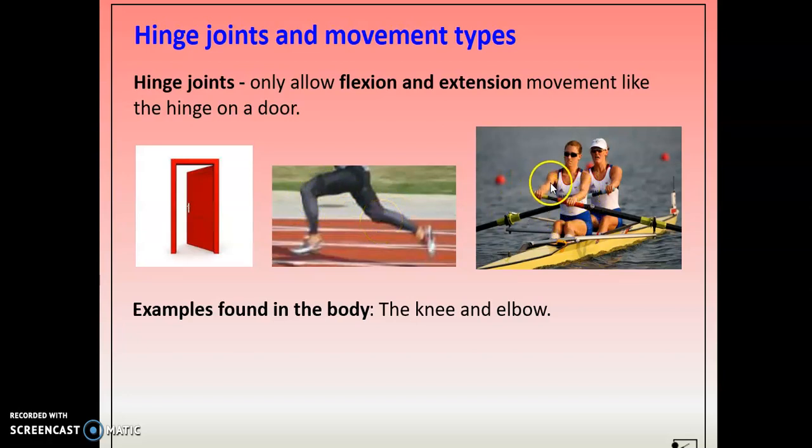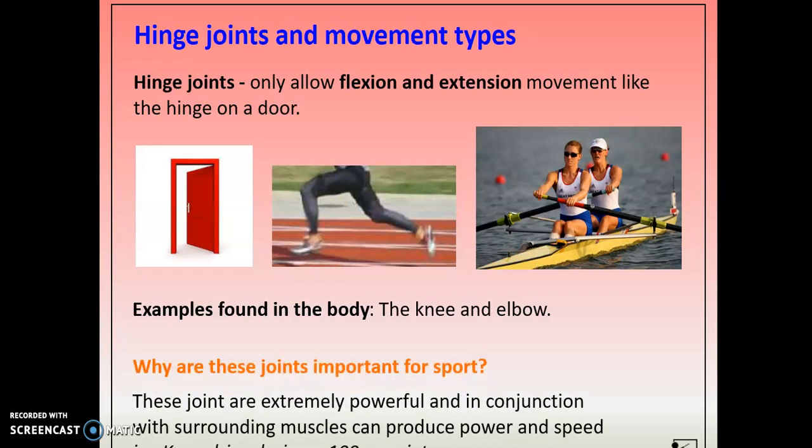And then the same in the elbow. You can see here at the elbow joint, there is extension, so the arms are extended. And as they pull back on this oar on the boat, flexion will occur. So it's essentially the bending and straightening around the joint. These joints are extremely powerful actually, and they can really help with speed. You can see here in the 100-meter race and here in a rowing race.